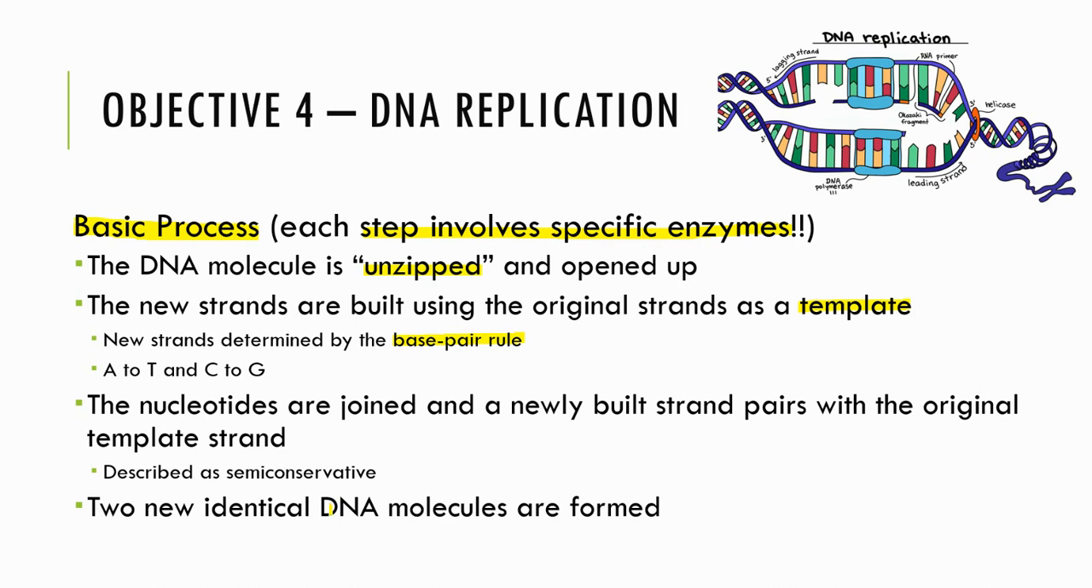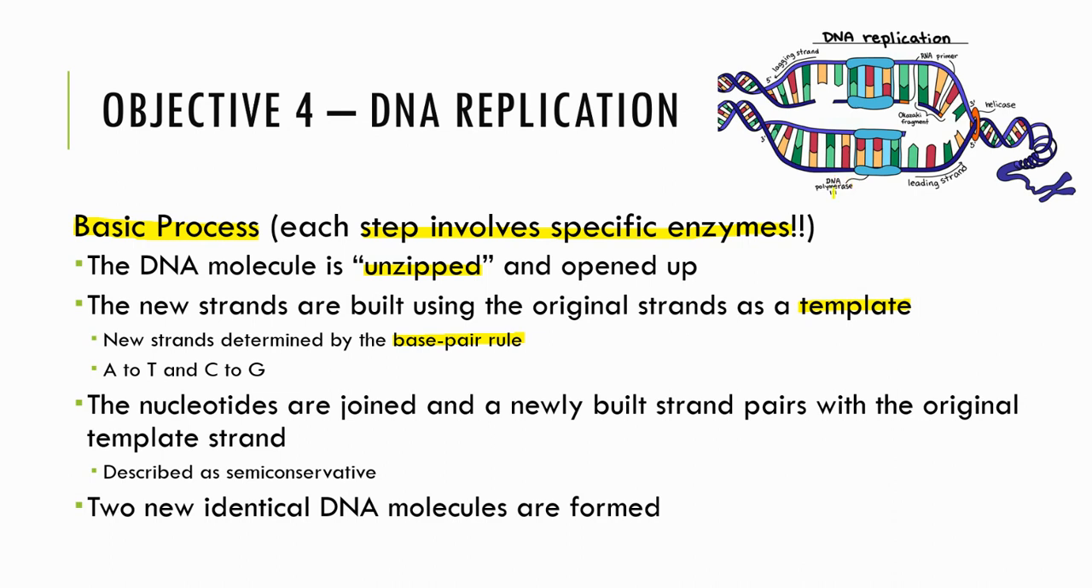We have 4 nitrogen bases in DNA. We have A for adenine, T for thymine, C for cytosine, and G for guanine. And the way the DNA structure is formed is that the bases pair up. A always pairs with a T, and a C always pairs with a G. And that's how the new strands are going to be made.